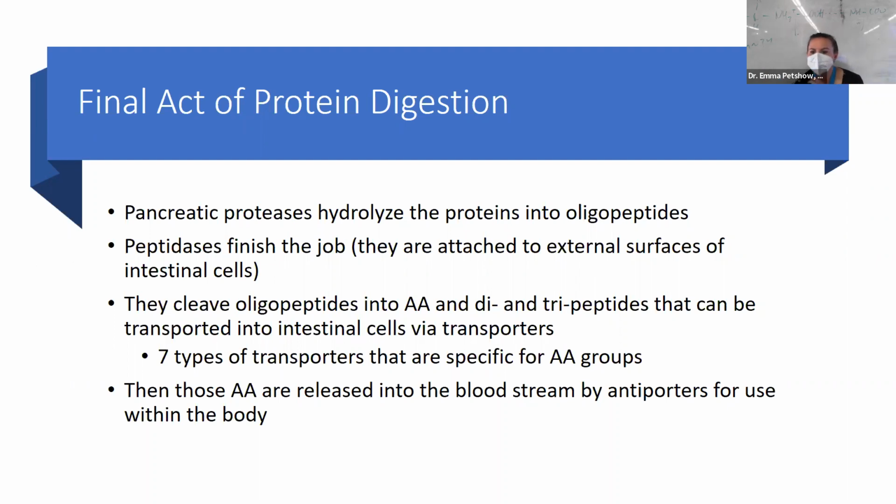All right, I want to get through this and then I have a gluten slide and then we'll break for a minute. All right, then once we have amino acids uptake, then they're released into the bloodstream by antiporters. They go throughout the body and they're used to either be built up to proteins or specifically for any reactions that need those specific amino acids.